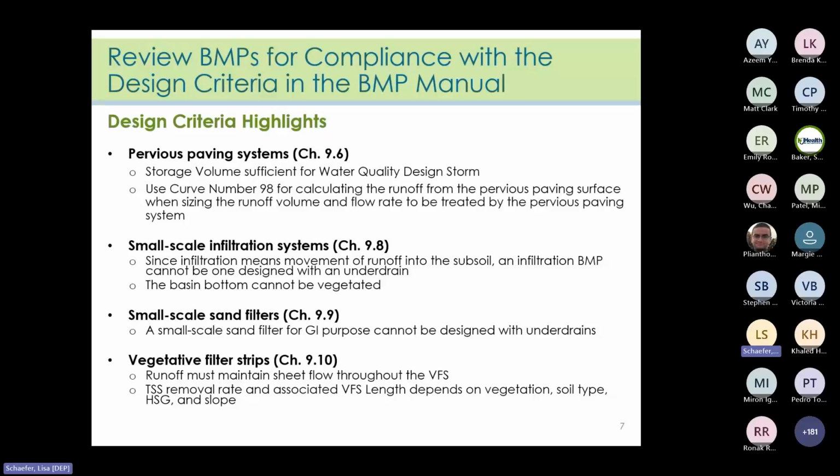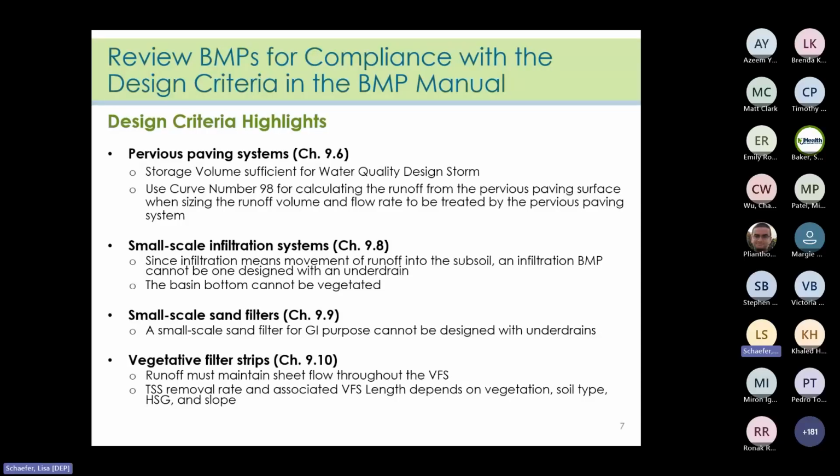Bioretention systems were covered in the previous presentation, so let's start with the key highlights for pervious paving systems. If you want to design a pervious paving system, the storage volume needs to be at least equal to the runoff from the water quality design storm. Now, although there's no surface runoff from a pervious paving system, you need to use 98 for the curve number so the amount of precipitation falling on the pervious paving surface can be calculated.